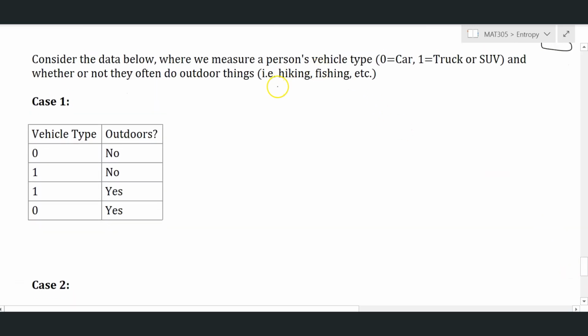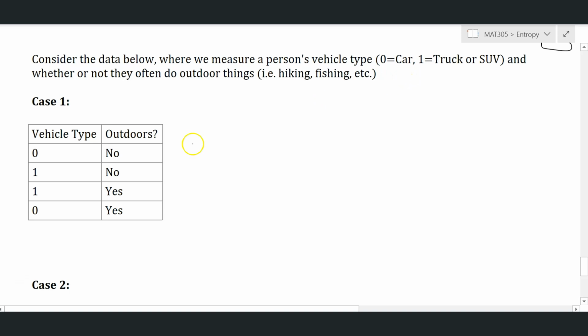And let's just say we collect some data. Now, we could have lots of variables that we collect on people. We just want to look at pairs at a time. So let's say we can survey 4 people. We ask them their vehicle type that they drive, and we ask whether they explore the outdoors. So they do outdoor things like hiking, fishing, etc.